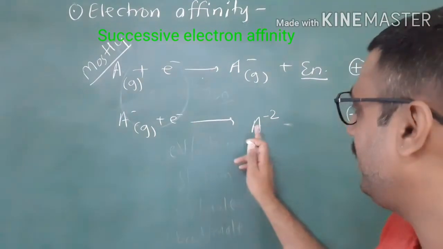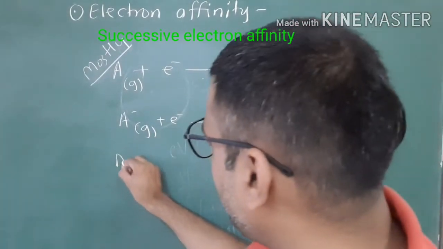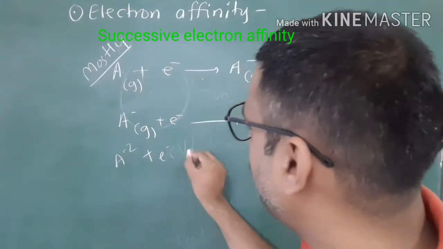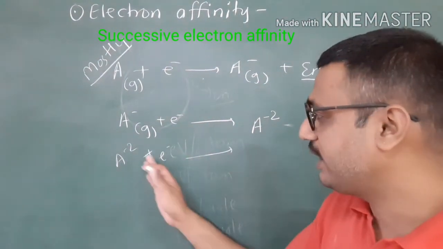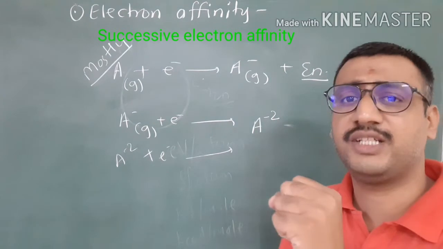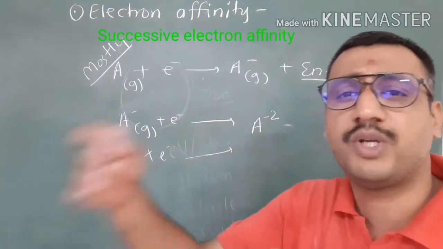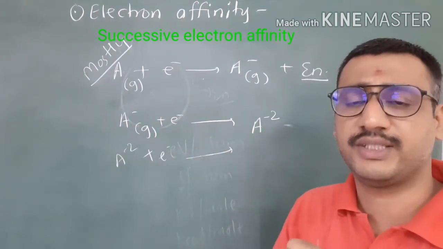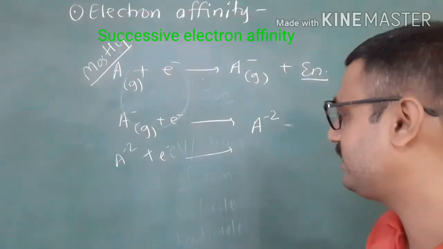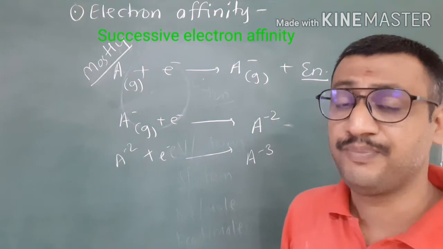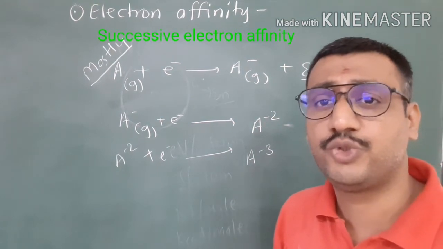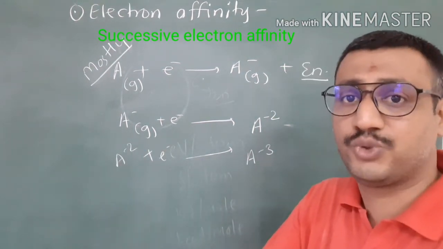Now we have A minus 2. If we want to add one more electron to it, how difficult it is, isn't it? The species already carries a minus 2 charge, and we want to put one more negatively charged electron in it, so it is very difficult. There will be a formation of A minus 3 ion, but in this case we should provide the energy externally.